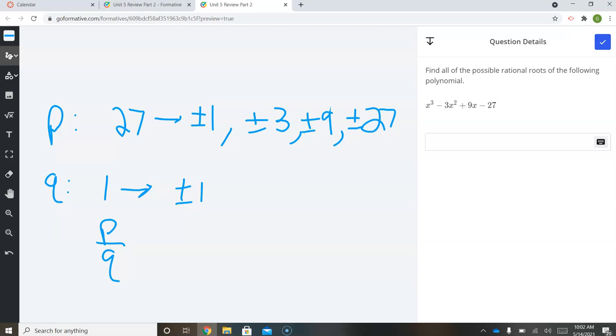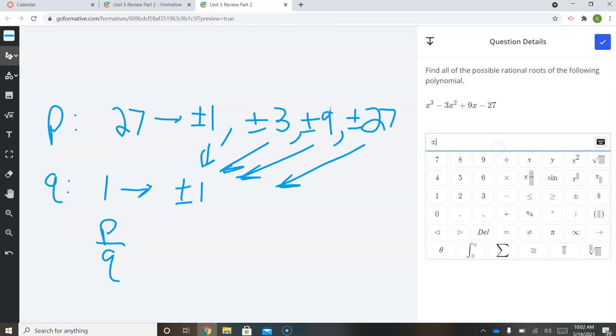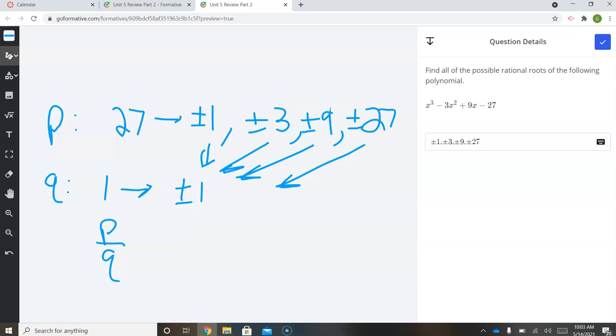So you just go through, which these are nice because the Q is 1, so literally all of them are just going to be 1 over 1, 3 over 1, 9 over 1, so I'm just going to draw arrows. 9 over 1, and 27 over 1. So no math, really not a lot of thinking. You just have to remember to do the P and the Q. So plus or minus 1, comma, plus or minus 3, comma. Notice how I'm not doing any spaces. Plus or minus 9, comma, plus or minus 27, and we're done. So P over Q, all of the combinations. Tomorrow's or Monday's might not be this nice. So remember the process. It's all P over Q.